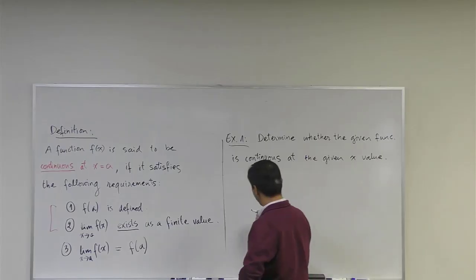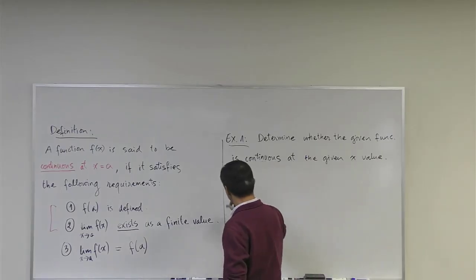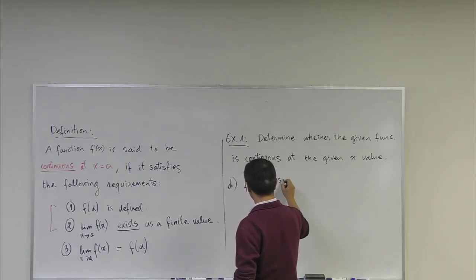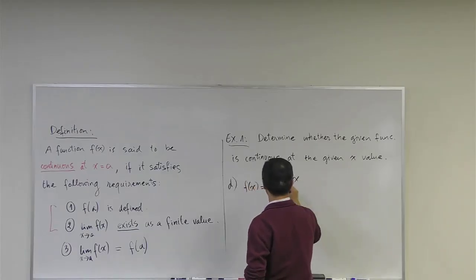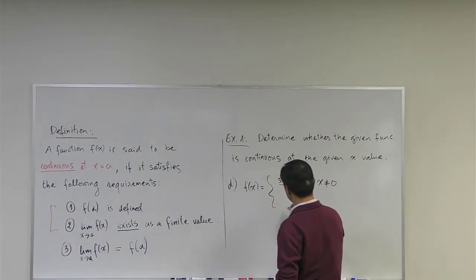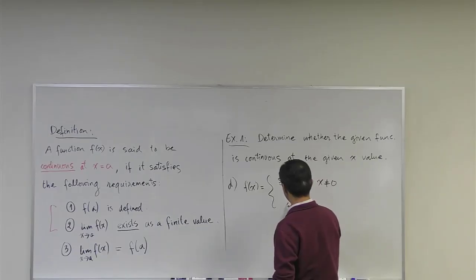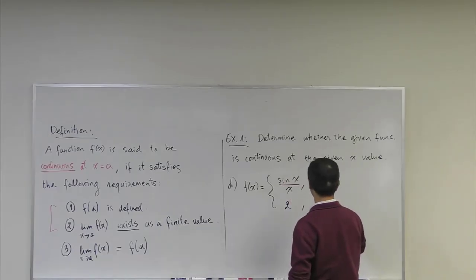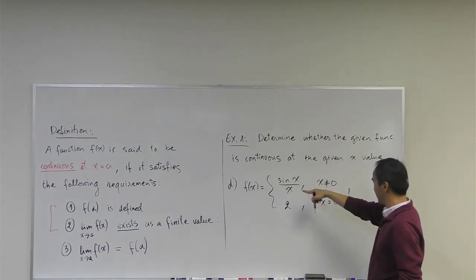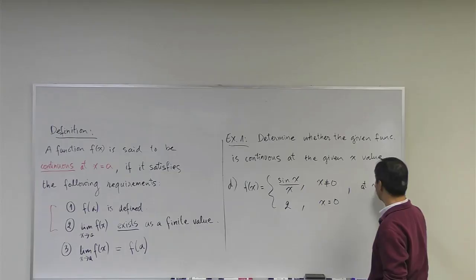Then I still want to mention one more case with this. So think about another function. Piecewise definition again. How about sine of x over x when x is other than 0, and then it equals 2 when x equals 0. And then we want to find out whether this function is continuous at x equals 0.